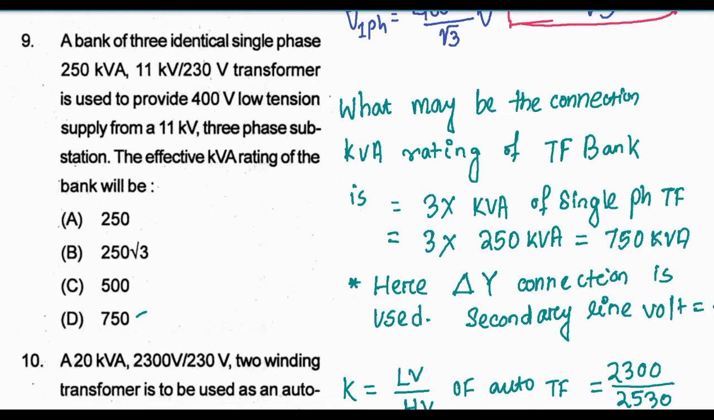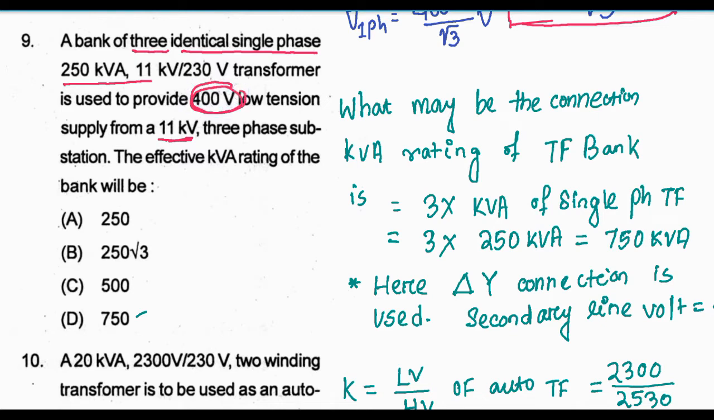So here a bank of 3 identical single phase 250 kVA 11 kV by 230 volt transformers is used to provide 400 volt low tension supply from 11 kV. So here input is 11 kV and output is 400 volt.